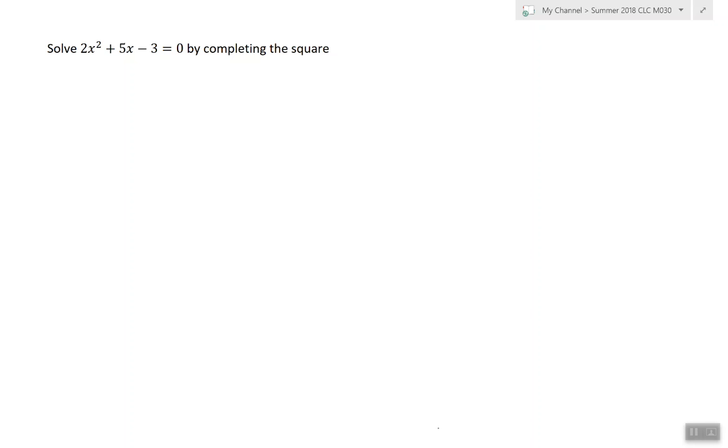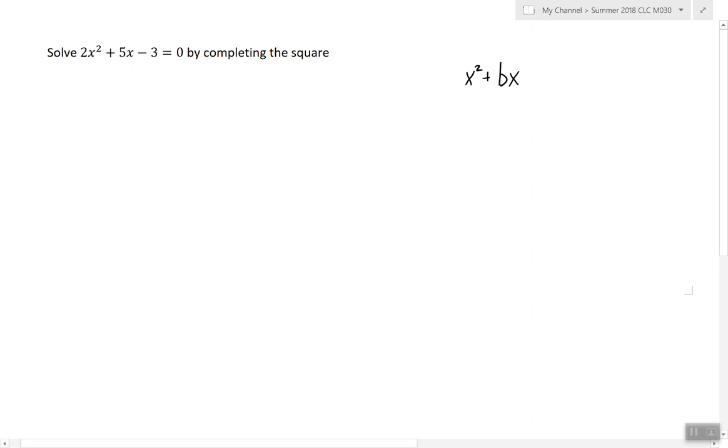In this video I'm going to show you how to solve a quadratic equation by completing the square. First, let's recall what completing the square is and how exactly it works. So we can only complete the square of expressions that look a certain way. That is, it's a quadratic binomial with the coefficient of x squared equal to 1.